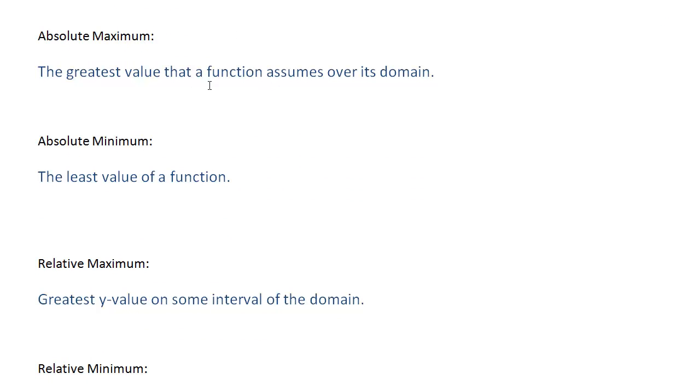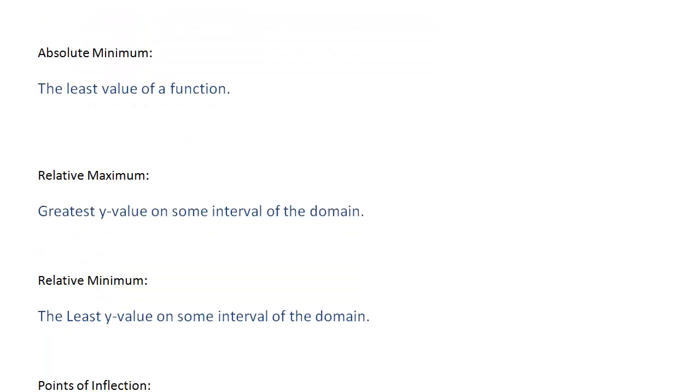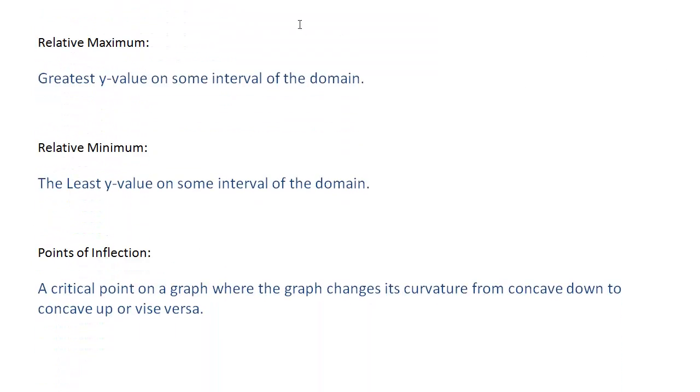The absolute maximum is the greatest value that a function assumes over its domain. And the absolute minimum is the least value of a function. So just the opposites here. And then we also have relative maximum and minimum. And the relative maximum is the greatest y value on some interval of the domain, so some piece of the graph. And the relative minimum, the same, just the opposite, the least y value on some interval of the domain. So greatest, least, maximum, minimum.